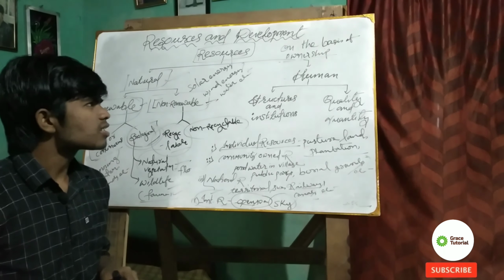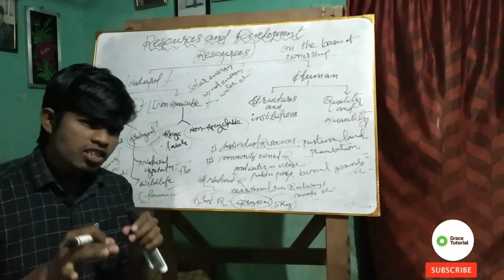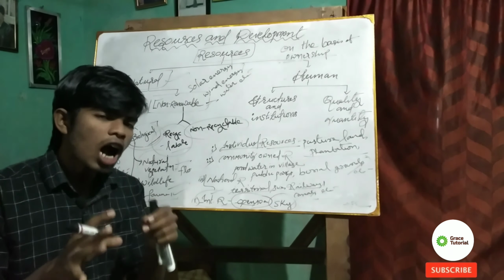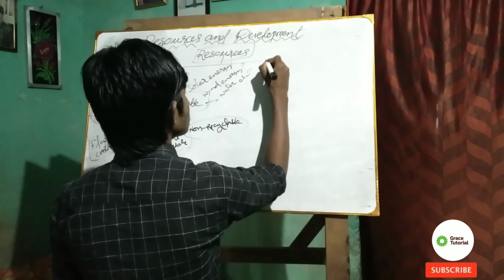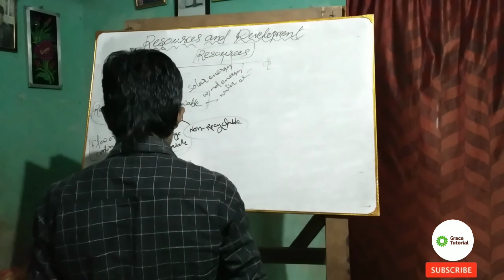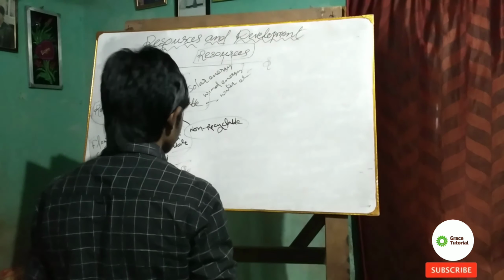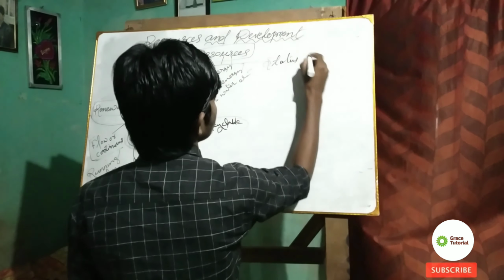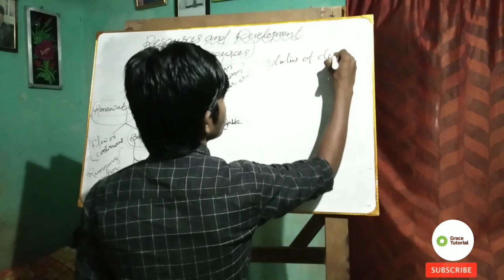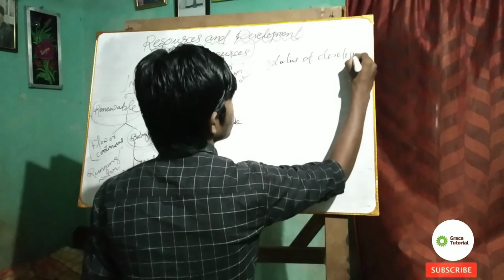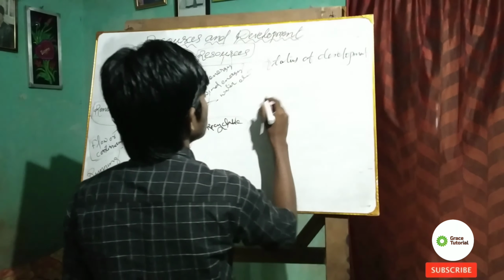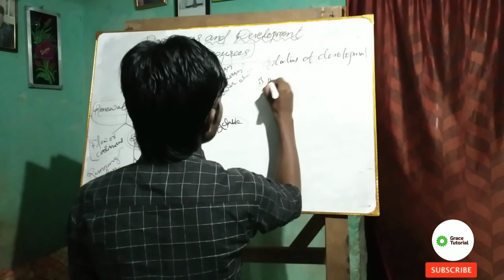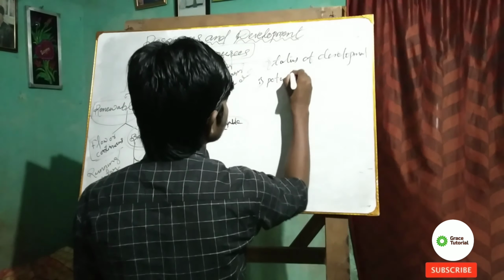Now we will discuss on the basis of the status of development. The resources are divided into how many types? On the basis of status of development, the resources have been classified into various types. Number one, the potential resources.